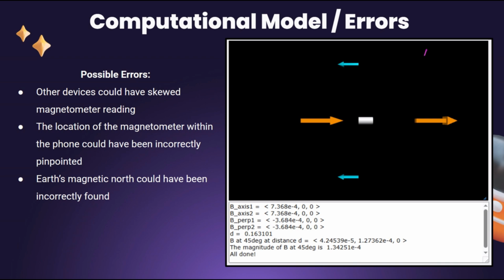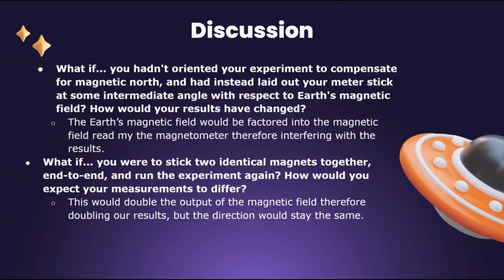Possible errors are that other devices could have skewed the magnetometer readings. The location of the magnetometer within the phone could have been incorrectly pinpointed, and Earth's magnetic north could have been incorrectly found, which would all affect the results of the magnetometer.